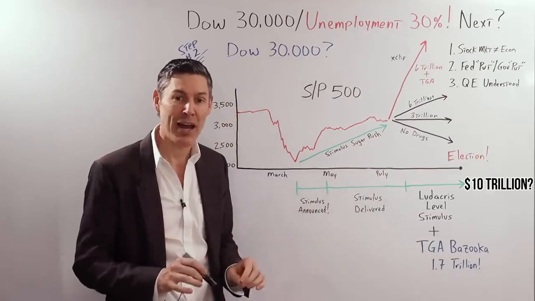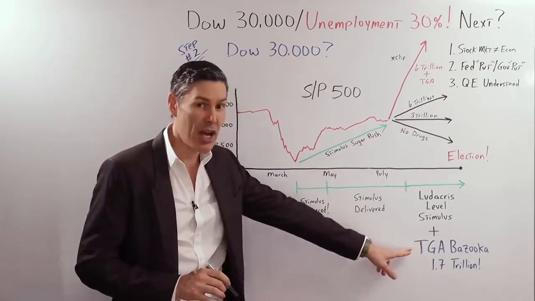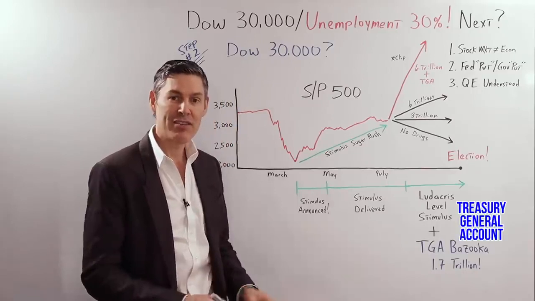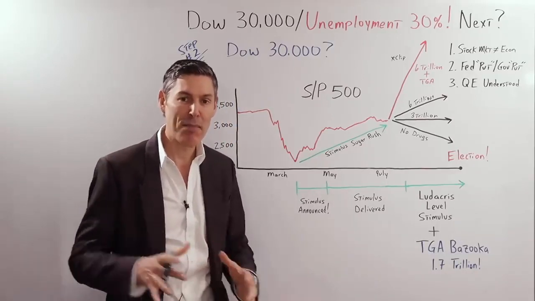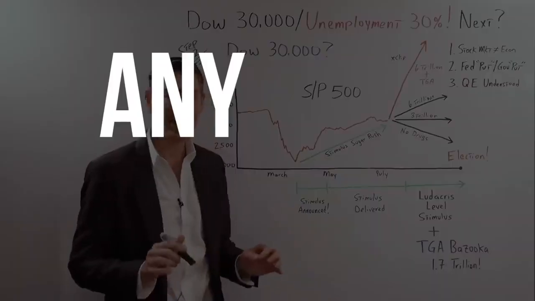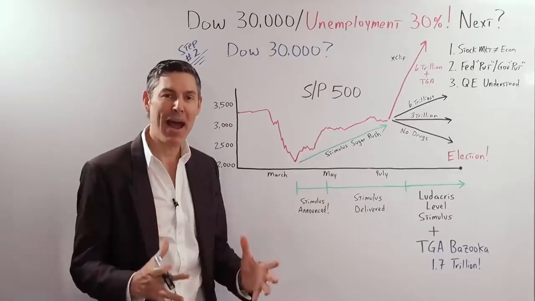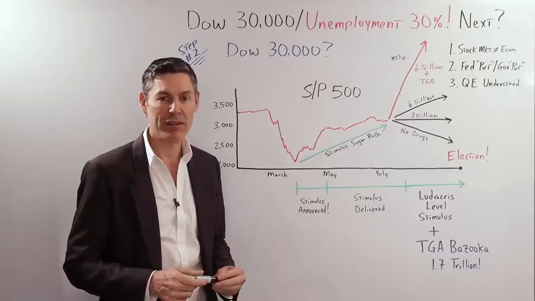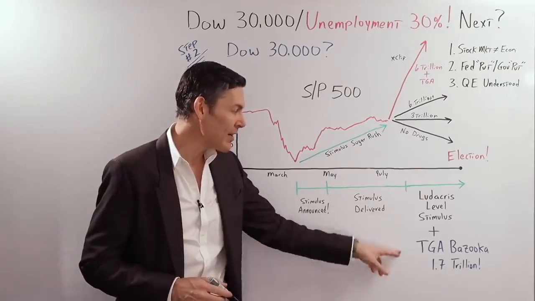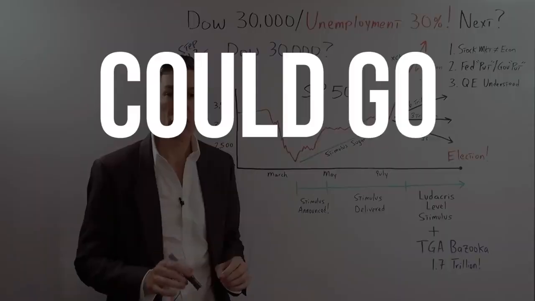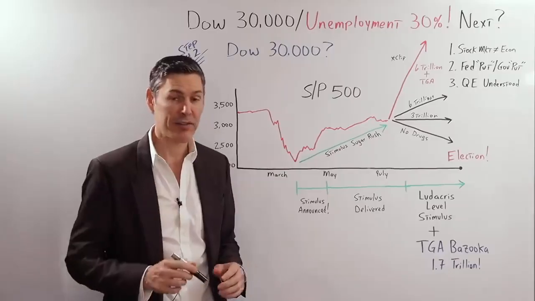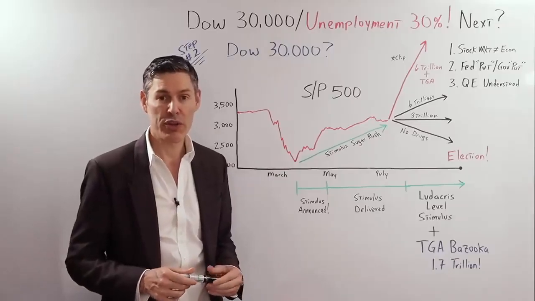You combine that with the TGA, the Treasury General Account. This is the bazooka the administration has at their disposal to spend into the economy anytime they want. It's like this massive shot of quantitative easing. So you combine these two, and it's very easy to see how the market could go parabolic, regardless of what's going on with the economy.